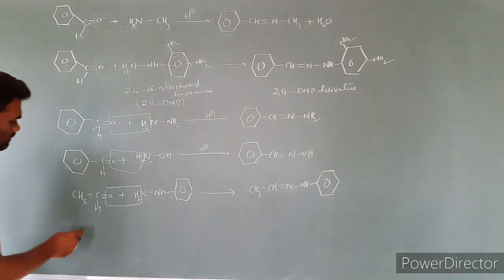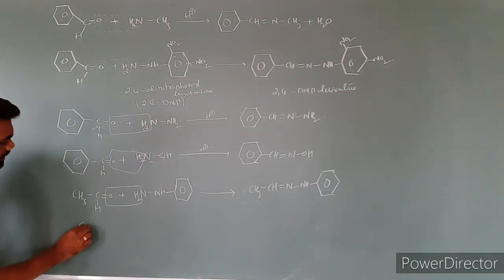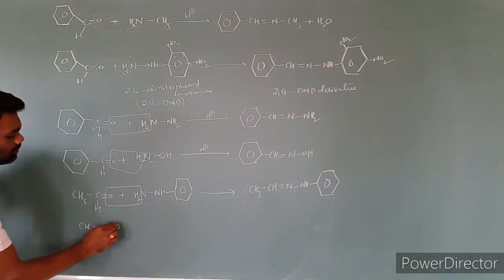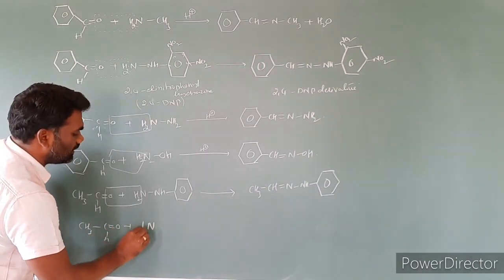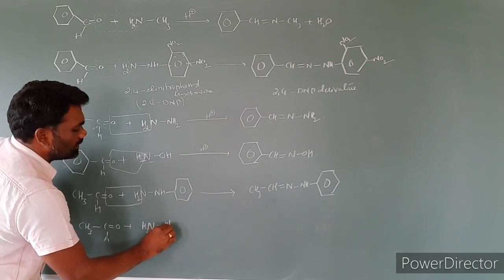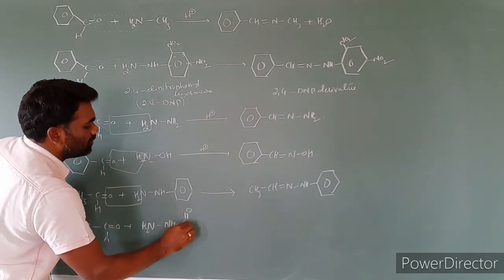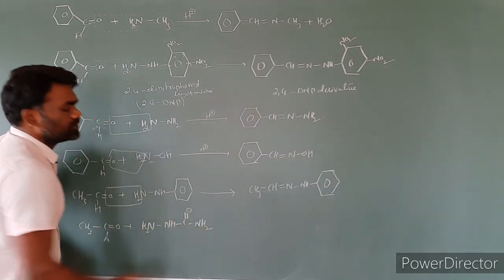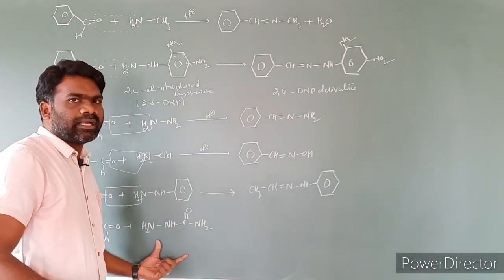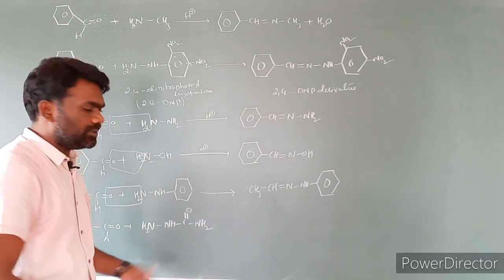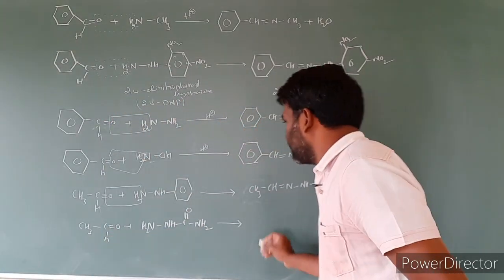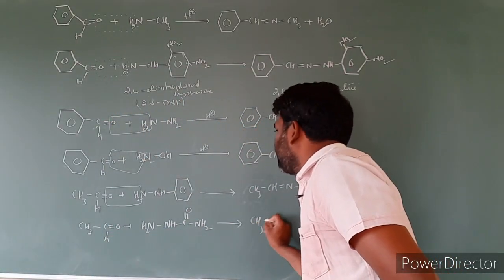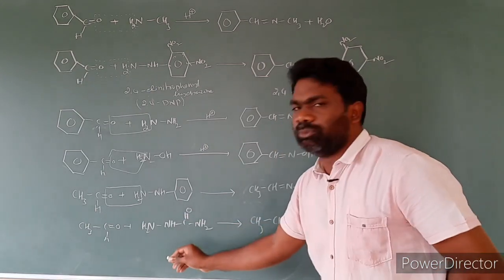Take one more example. I am taking the same acetaldehyde, CH3 C double bond OH, plus NH2 NH C double bond O NH2. This is called semicarbazide. The semicarbazide will react with acetaldehyde. Then the product is CH3 CH. Remove this water.